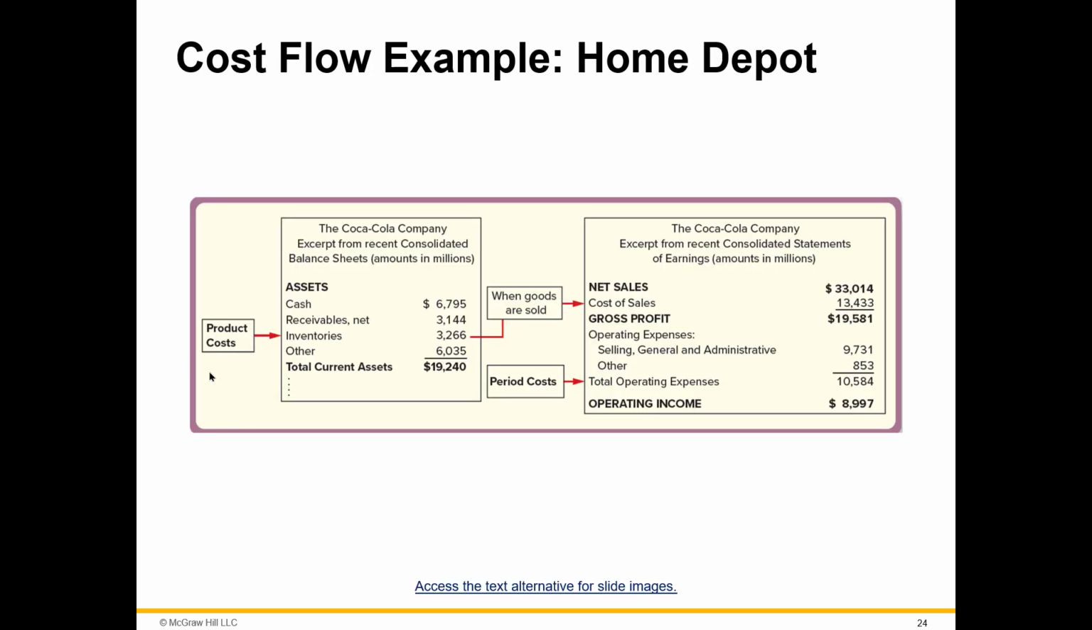So our product costs are going to show up in inventories on the balance sheet, but when they're ultimately sold, they're going to show up as cost of sales or cost of goods sold. Whereas the period costs, and we can see the selling, general, administrative, other, show up as operating expenses. This note, it's not part of cost of goods sold, but those would be included here as our operating expenses. And so we can see what the difference is.